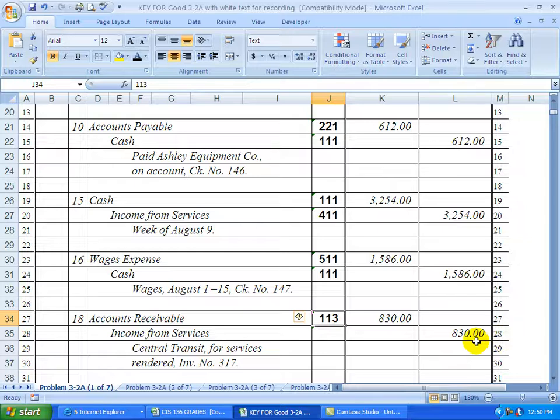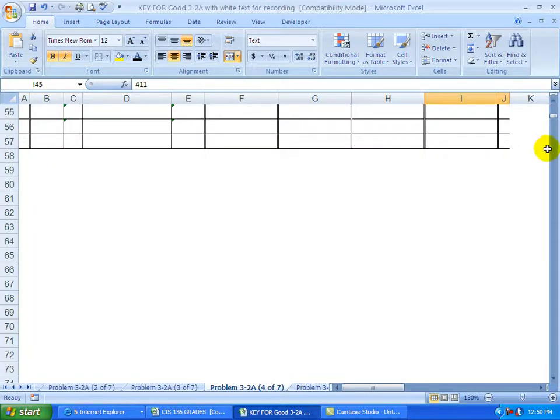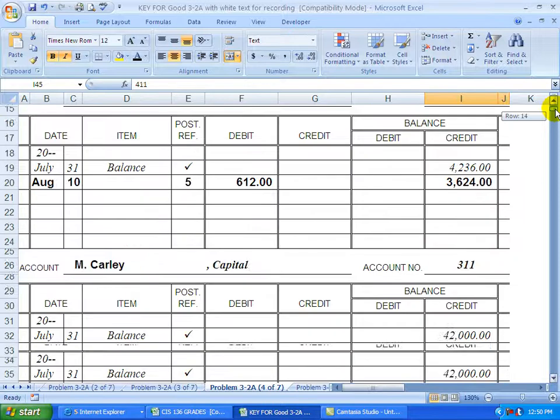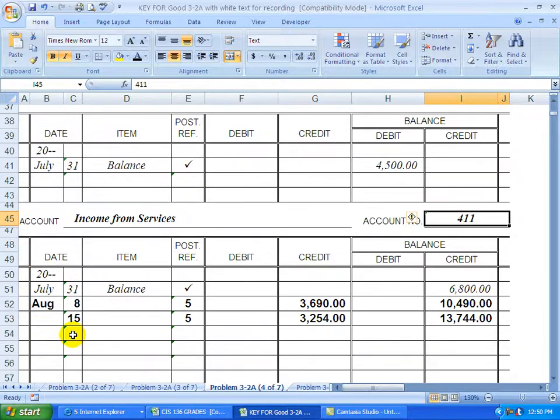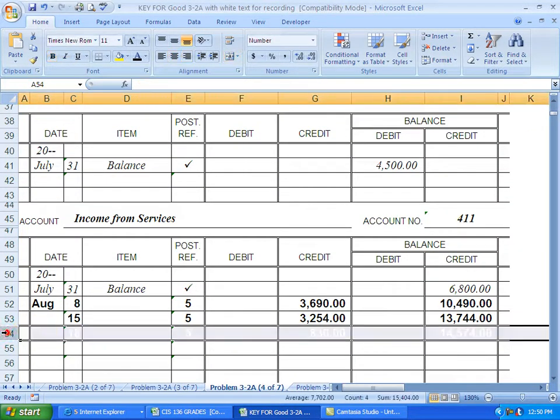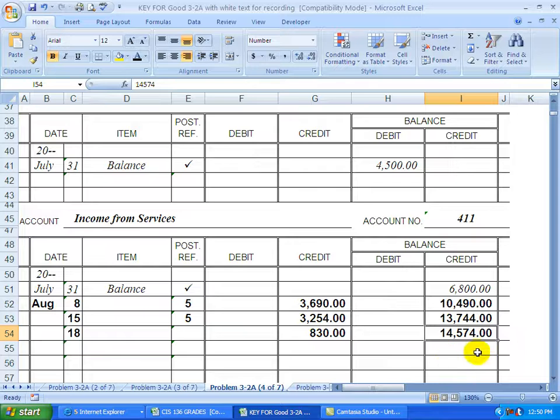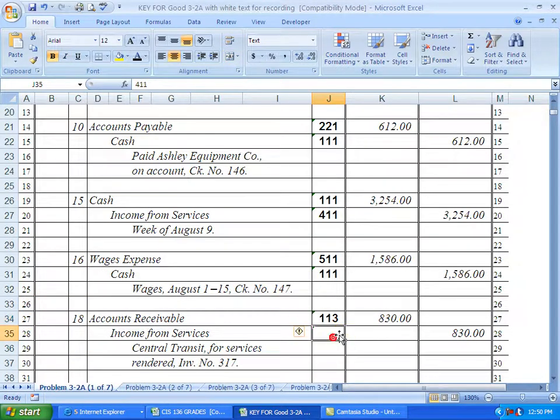Then we go to the revenue account and record the credit. When you credit a credit balance, it's going to make it bigger. $14,574 came from page 5, and we're going to take 411 back to here to show that we've done it.